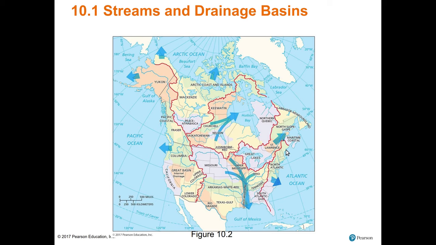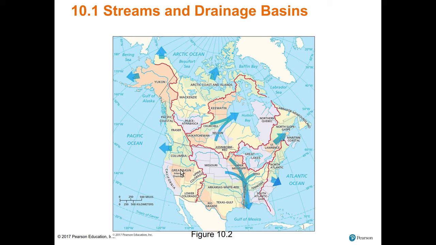Here's figure 10.2, some of the major drainage basins in the United States. So we've got the Pacific drainage basin, all the rain except for the rain that falls in the Great Basin. It's going to work its way into the Colorado, the Columbia, the Sacramento, and eventually work its way into the Pacific Ocean. The Great Basin, right here, is a region of internal drainage. So water streams flow in, but they never flow out.